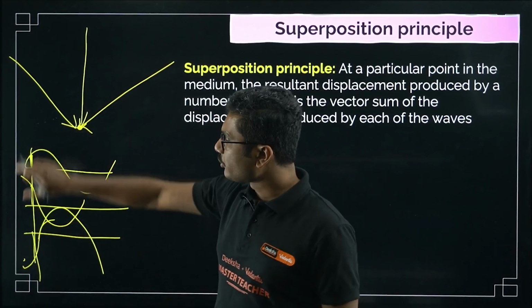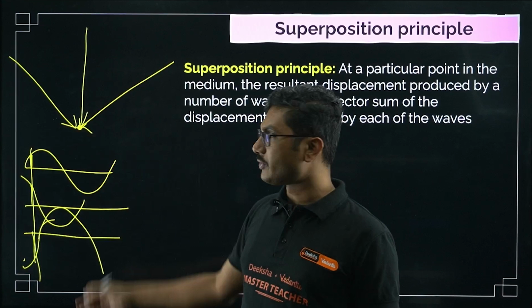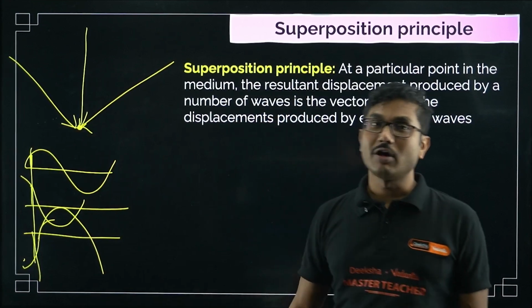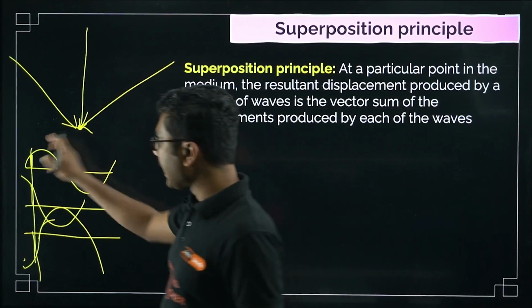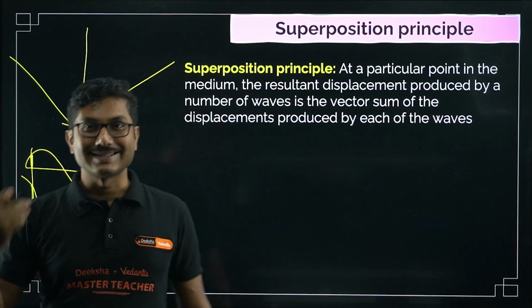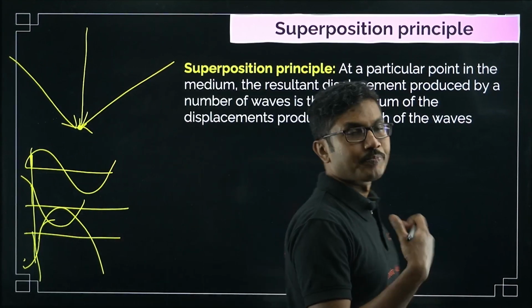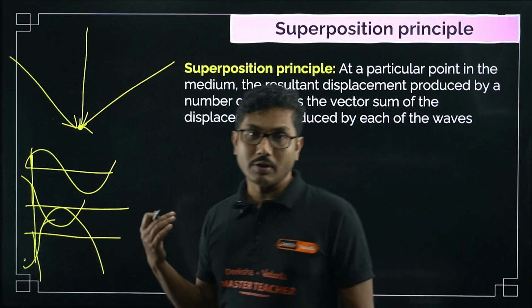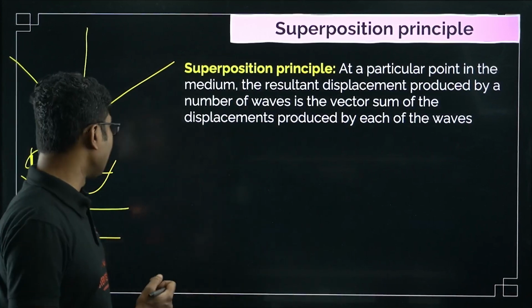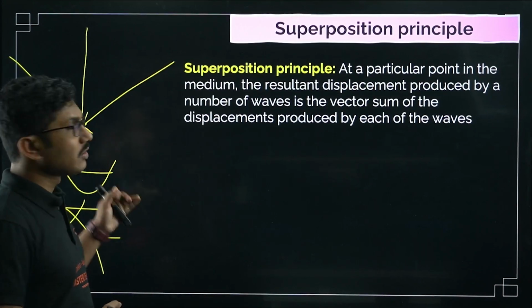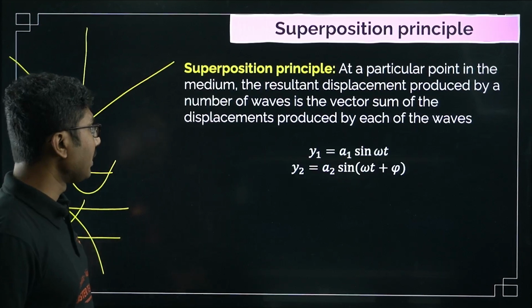If you add them, some of them will be positive, some of them will be negative. That is why it is called a vector sum. If you add all of these, you will get the resultant displacement. It can be 0, it can be a maximum, it can be a minimum, based on all the waves that are interfering. So this is called the superposition principle.